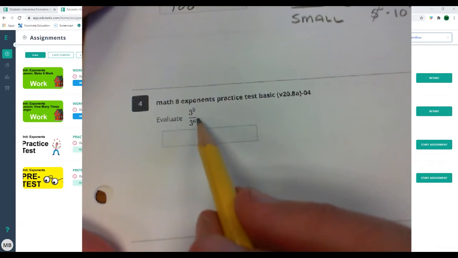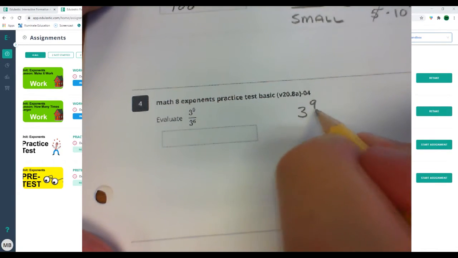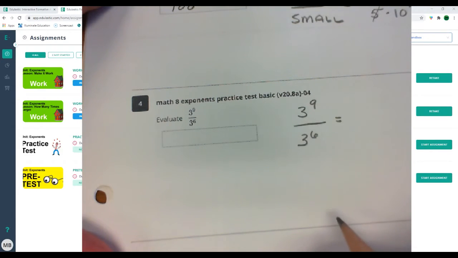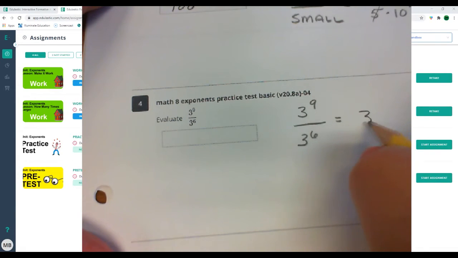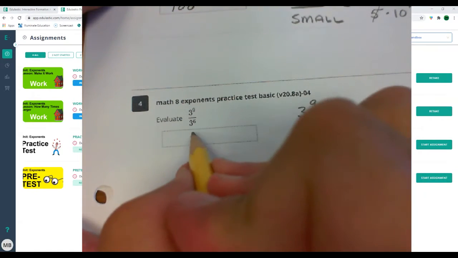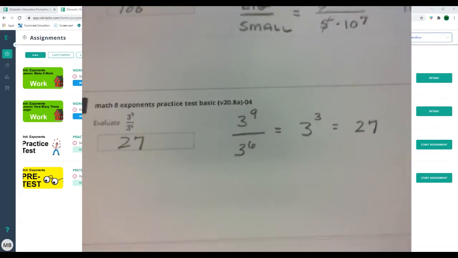Let's see, evaluate, what is that? 3 to the 9th over 3 to the 6th. Okay. Are there more on the top or the bottom? There are more on the top. How many more? 3 more on the top. So it's 3 to the 3rd, which equals 27.